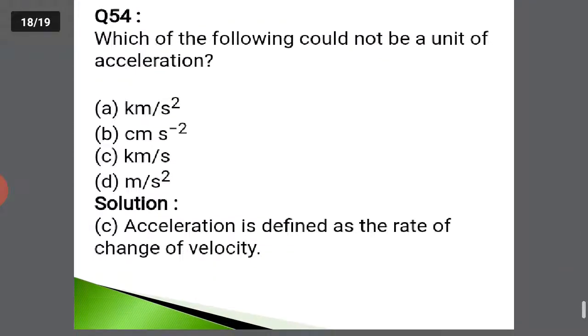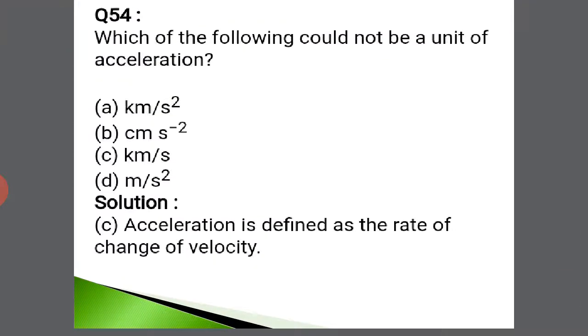Next question, which of the following could not be a unit of acceleration? Meter per second square is a unit of acceleration, and option C is kilometer per second, so it will be a unit of velocity, not of acceleration.